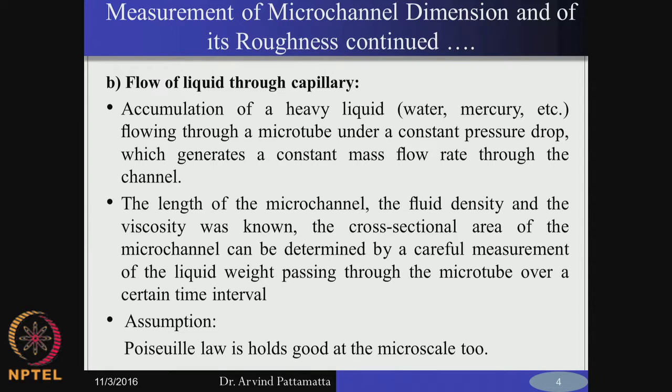Now, since you know that in a capillary tube you can use Poiseuille's law, especially when using liquids, there is no problem with the slip boundary condition. Everything is continuum, so whatever fully developed flow applies for the macro channel or macro capillary, the same thing can be applied here. The Poiseuille law is still valid. That means if you measure the pressure difference across the tube, you will be able to measure the flow rate, the average velocity.